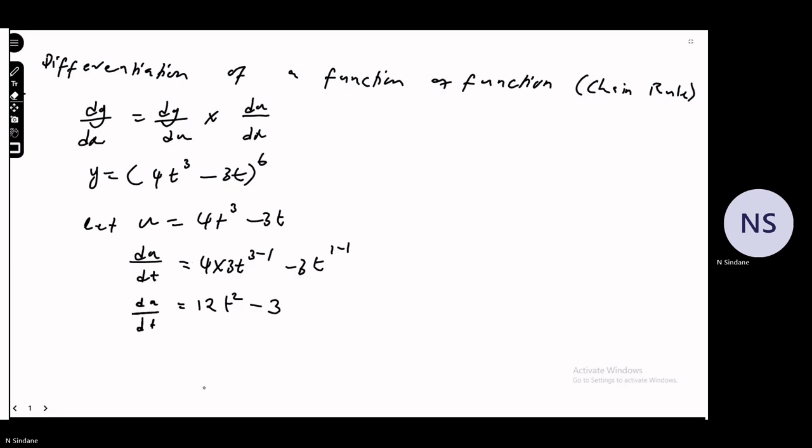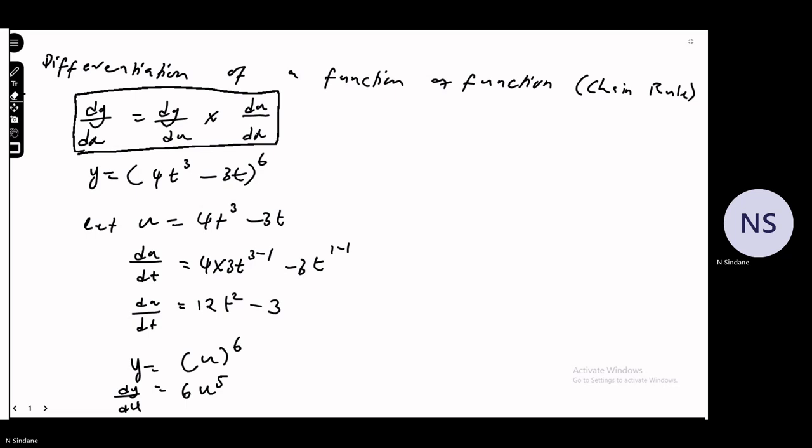Then from there, I know that I said let u be 4t cubed minus 3t. So where there's this function, I'm going to replace it with u, meaning I'll have y equals, in bracket, u to the power 6. Then differentiate this, I'll get dy over du, which equals 6u to the power 5. Then from there, you replace everything. But before you replace, don't forget this. It is the icing on the cake.